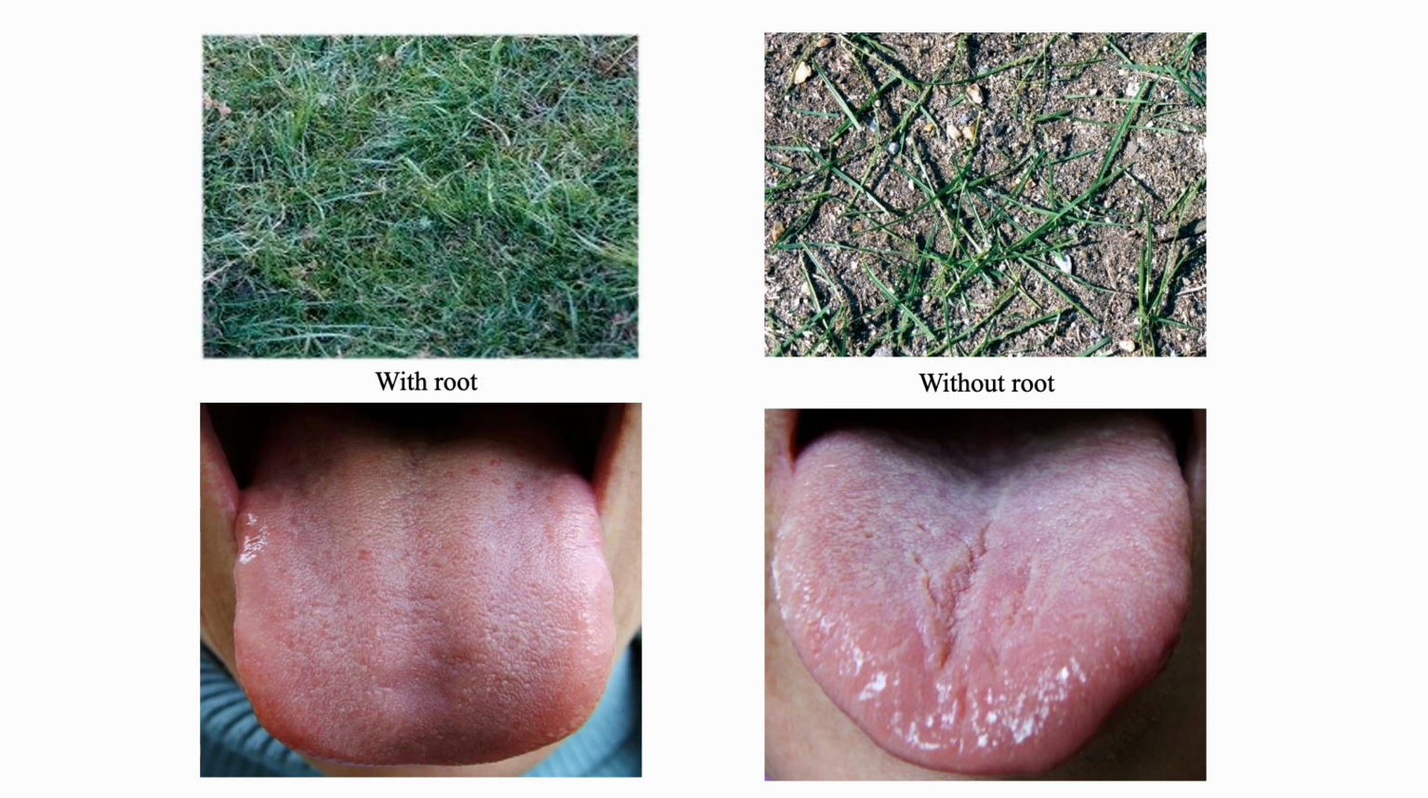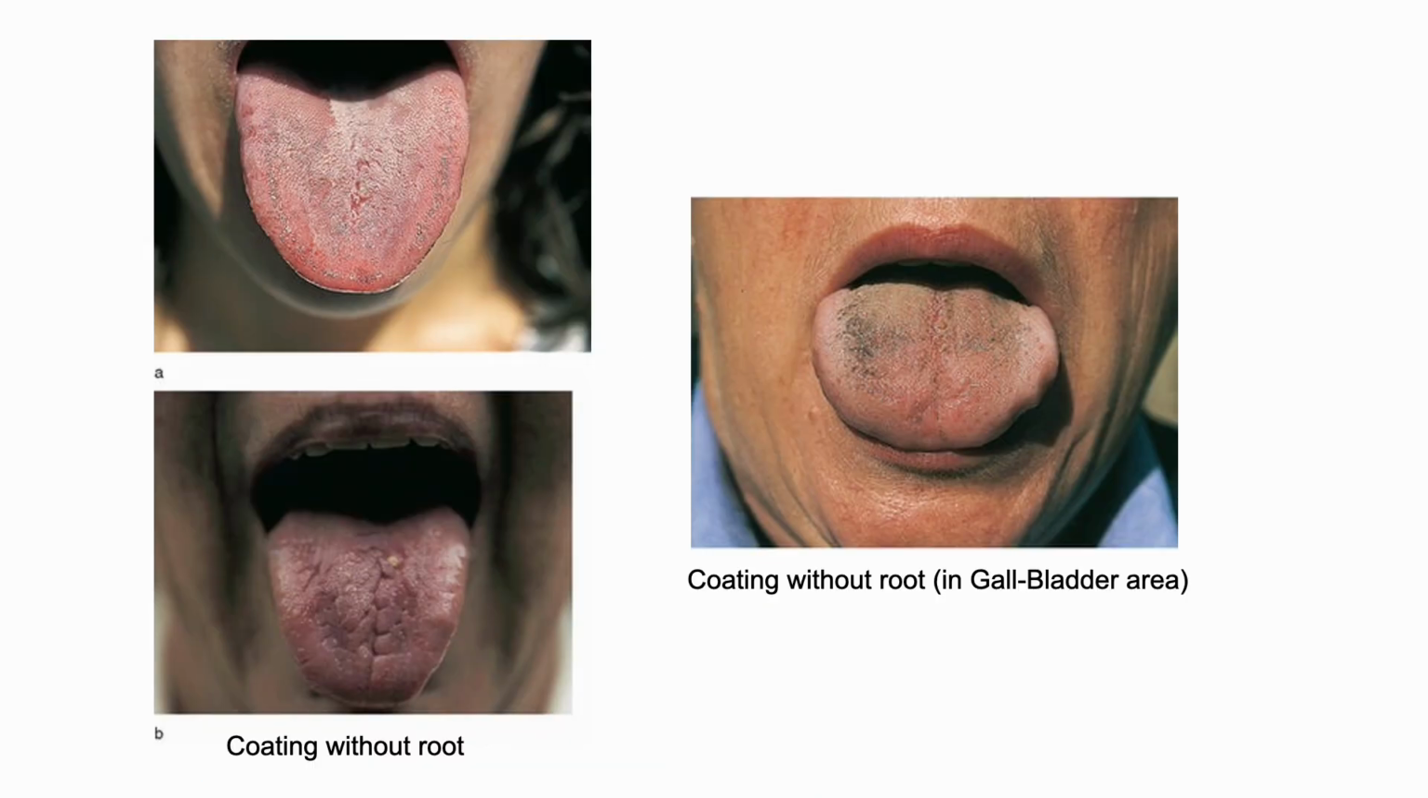A coating without root resembles mown grass scattered on barren ground. It looks as if it has been added on top of the tongue rather than growing out of it. In severe conditions, the rootless coating may look like salt or snow sprinkled on top of the tongue. A rootless coating indicates the beginning of the weakening of stomach qi in the course of a chronic disease. Therefore, it is better to have a thick pathological coating with root than to have a thin coating without root.